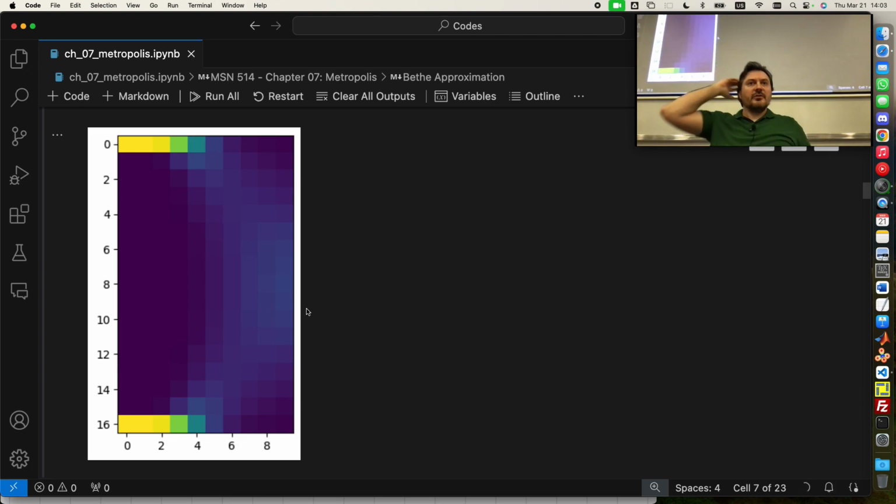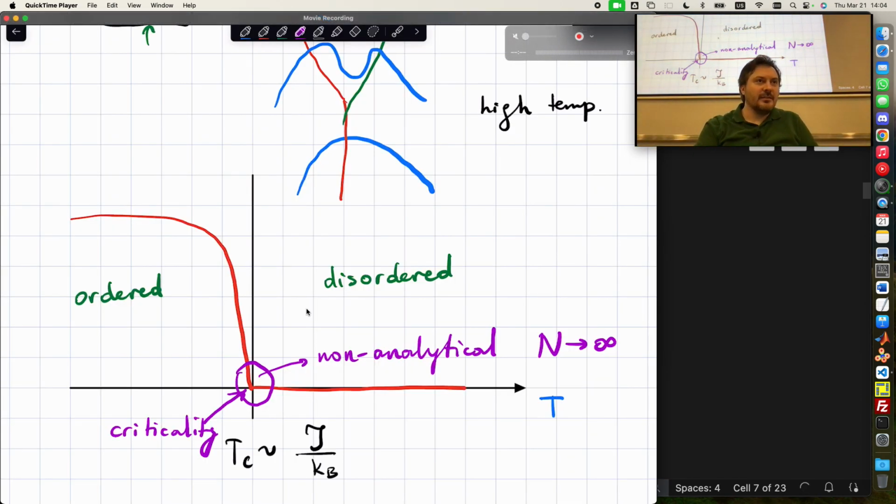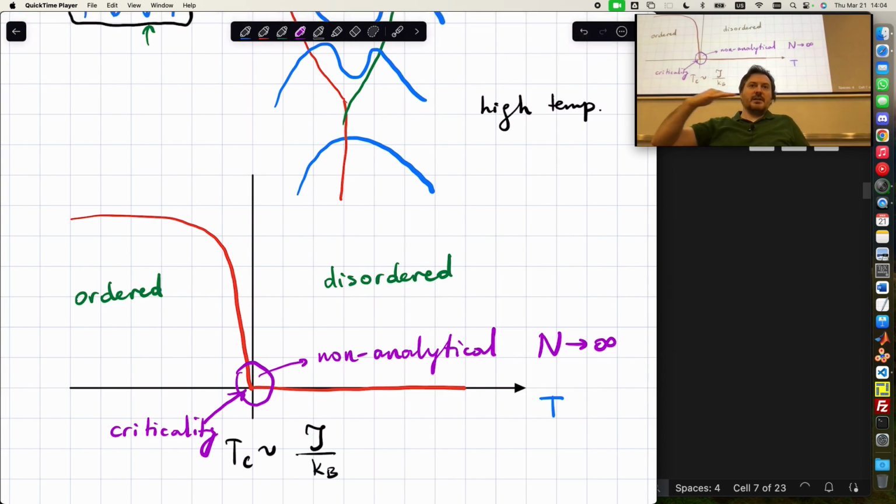Do you have any questions? Yes? What is non-analytical behavior? It is when you don't have the derivative. Like it comes like this, and it doesn't go like this. It actually goes like this, suddenly increasing. And we will get some feeling about why this is happening. Okay?